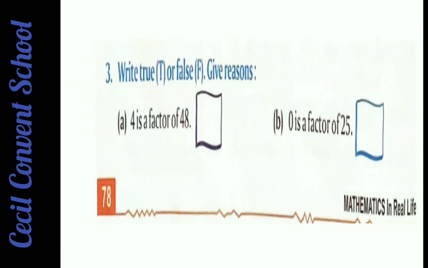Now we do question number 3. Write true or false and give reason also. 4 is a factor of 48, means in the 4 table 48 comes. Yes, you divide both the numbers, so remainder will be 0 here, so answer will be true. Clear? 0 is a factor of 25. No, 0 is not a factor of 25 because you can't divide any number by 0, so this is false.